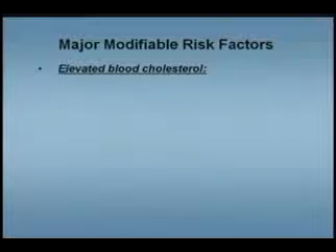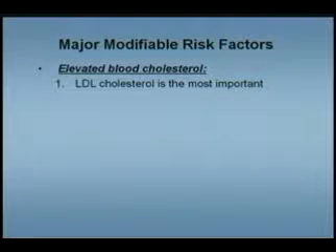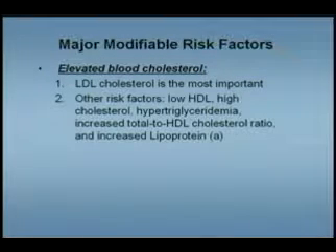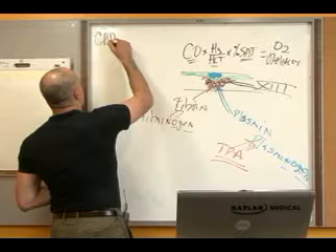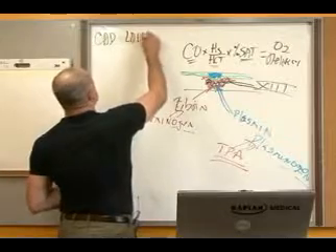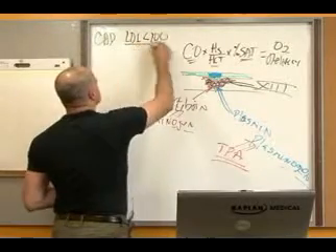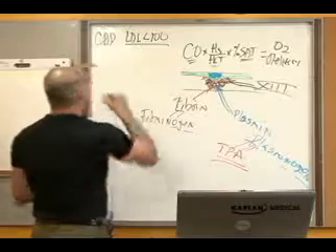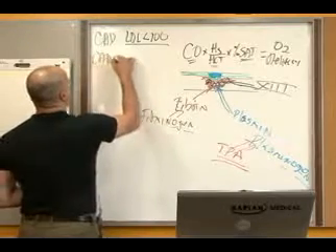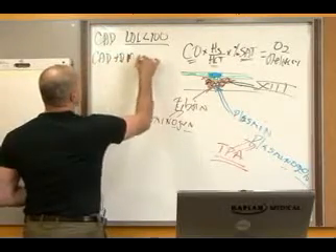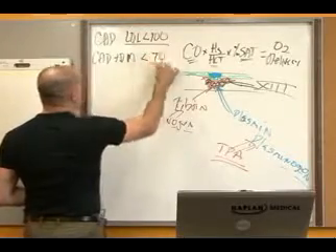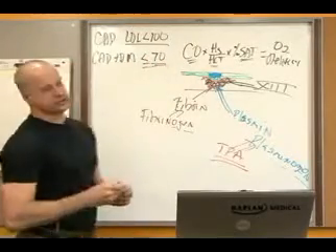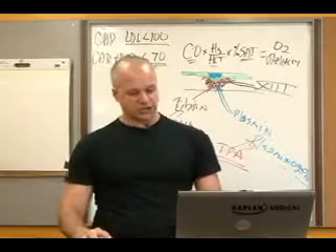Okay, so blood cholesterol. If you have a person who's got coronary artery disease, the goal of an LDL is less than 100. Now, if you have coronary artery disease and diabetes, the goal is less than 70. However, if it's coronary disease alone, the goal is less than 100.